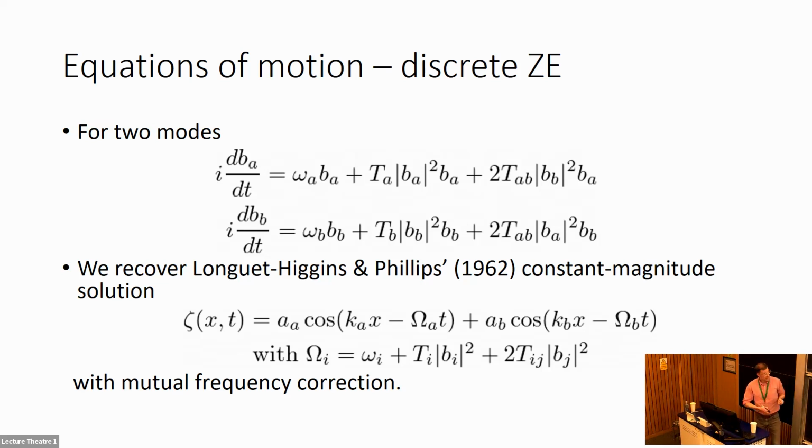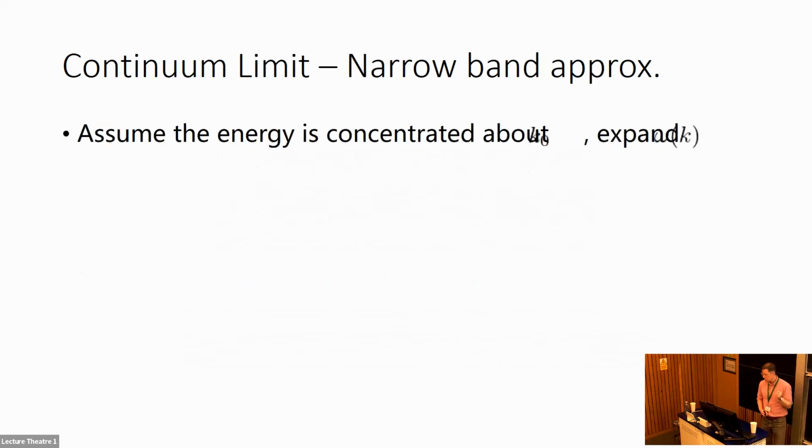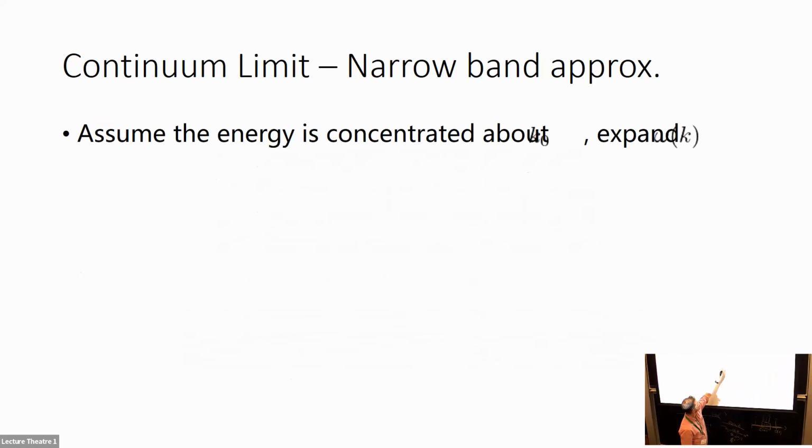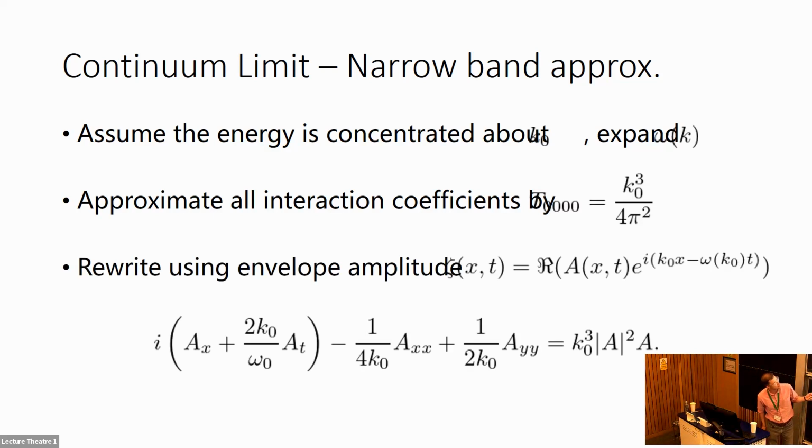We've heard about it today, and I'll make a slightly illegal jump, and I won't justify everything. I say in the continuum limit of this Zakharov equation, something has gone wrong here in my slide. Sorry, clearly when I copied this over, the text moved around. If the energy is concentrated about a single wave number, that should say k0, and I expand the dispersion relation about it, and I approximate all the interaction coefficients by the interaction coefficient of the Stokes wave, and I rewrite using an envelope amplitude, I get a Davey-Stewartson equation.